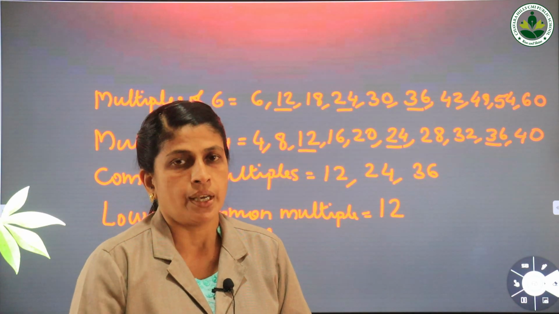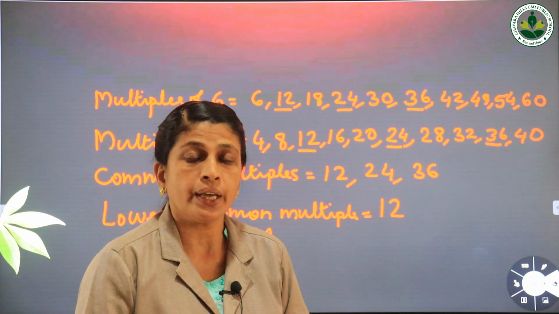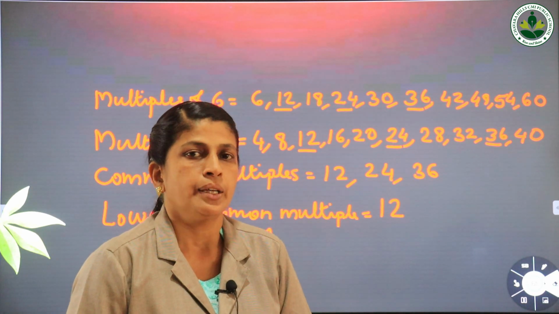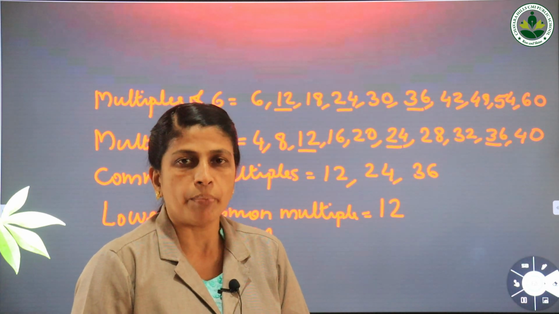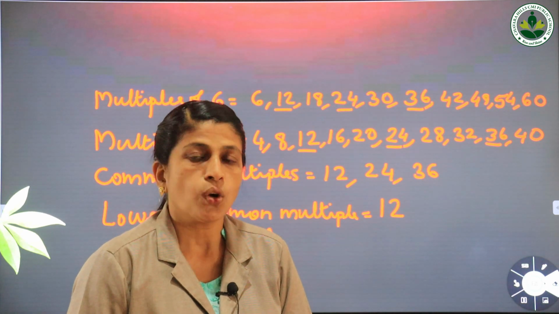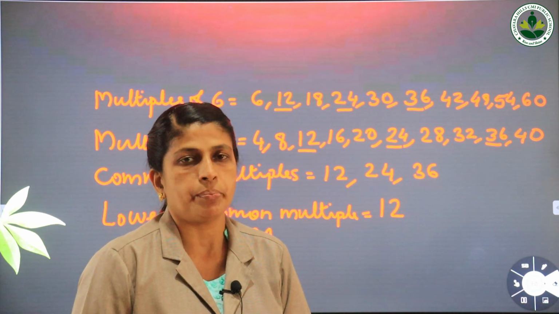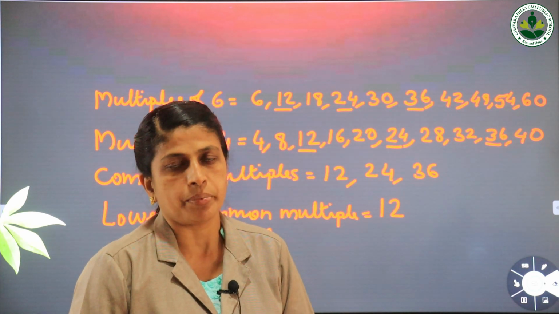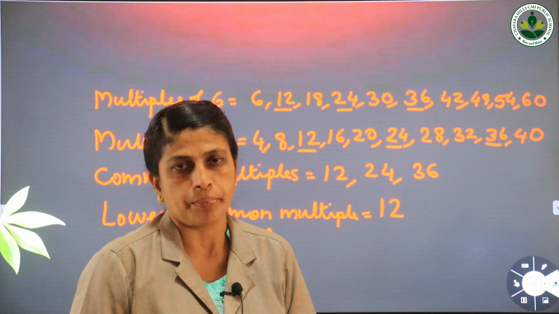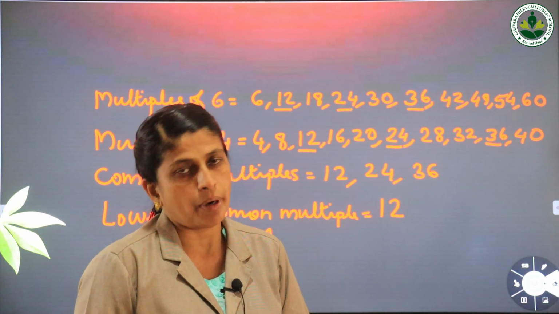Multiple of a number means multiplying that number by any number; then you get a multiple of that number. If two or more numbers are there, we can find the common multiples of those numbers. The lowest common multiple means the first common multiple.